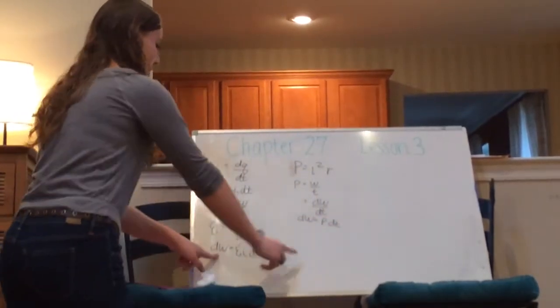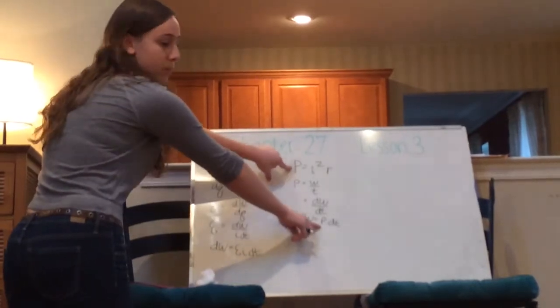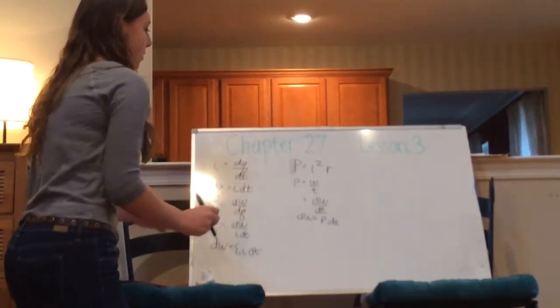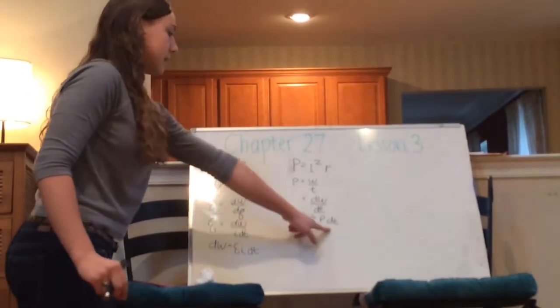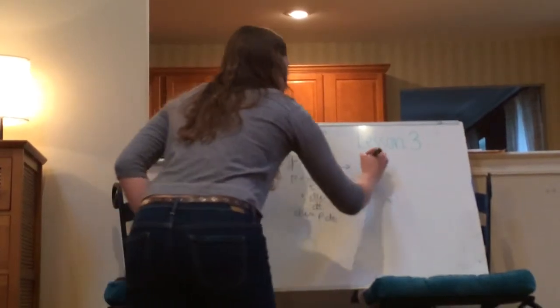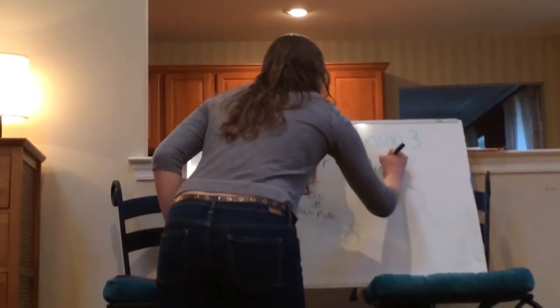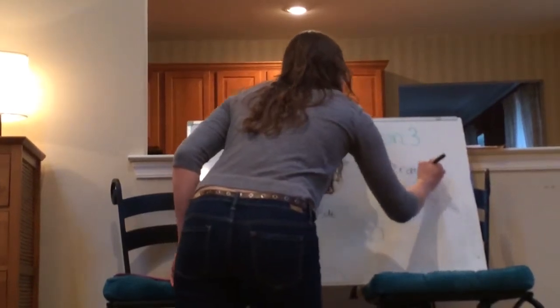So we have a dW here and a dW here, and these two both include power. To have this power equation equal dW, we need to multiply it by a dt. So dW equals I squared R dt.